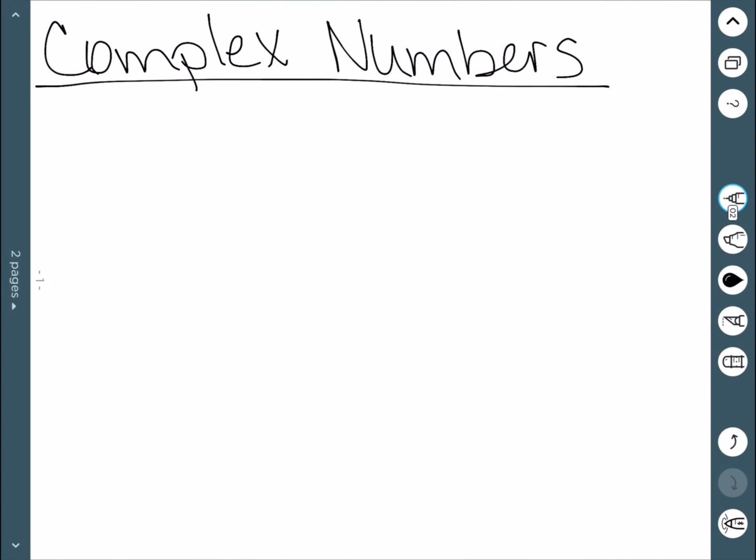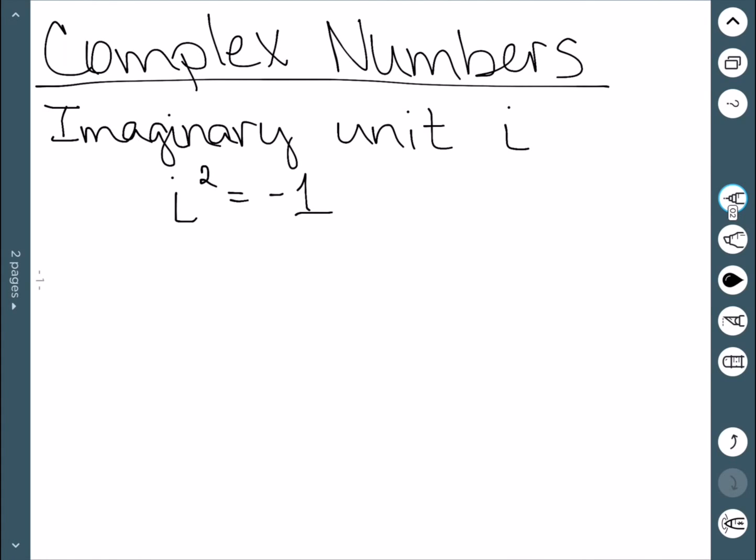We'll now look at numbers that are known as complex numbers. And in order to do this, we have to define a particular type of number. We define this imaginary unit i such that i squared is equal to -1. And this is how we're going to define the complex numbers.